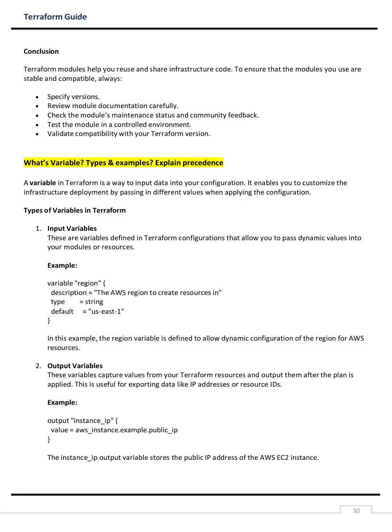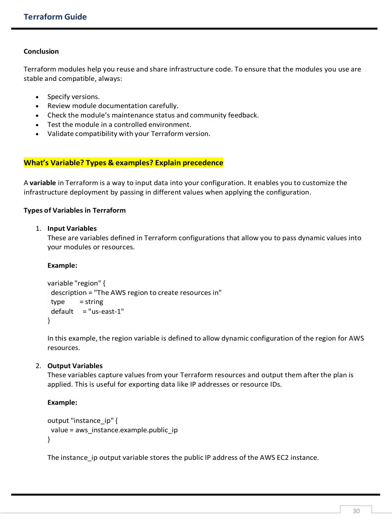What's a variable? Types and examples. Explain precedence. A variable in Terraform is a way to input data into your configuration. It enables you to customize the infrastructure deployment by passing in different values when applying the configuration. Types of variables in Terraform.